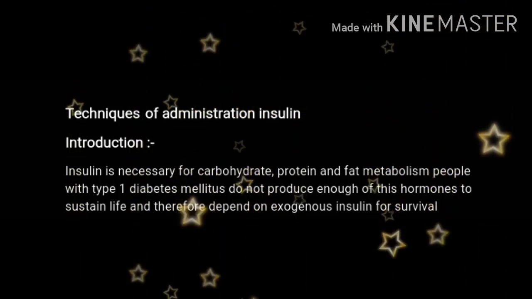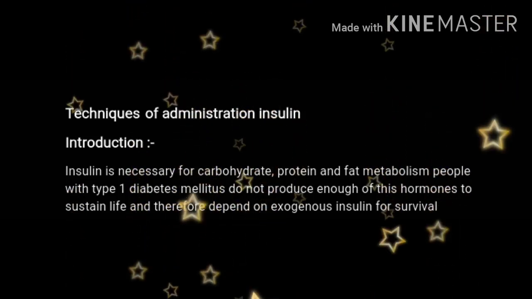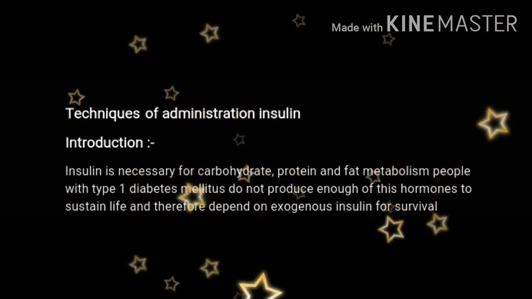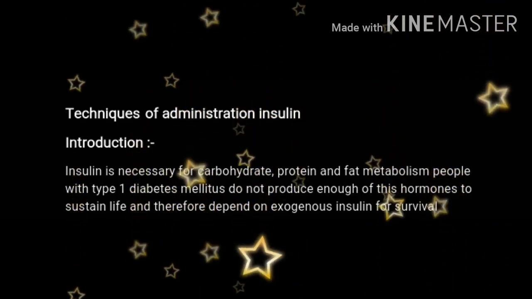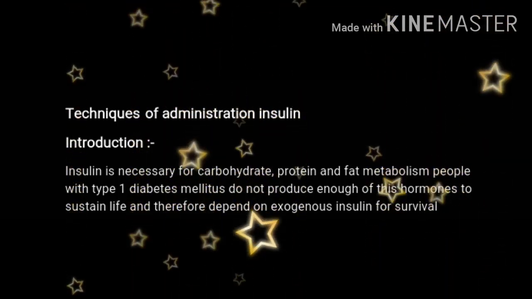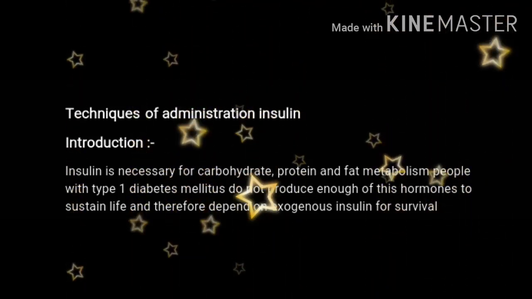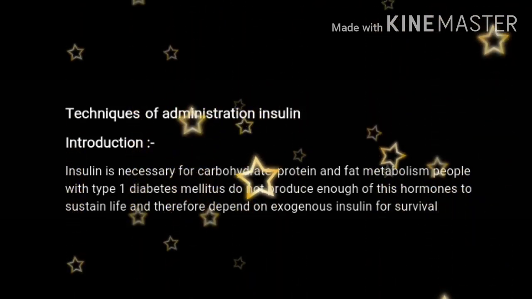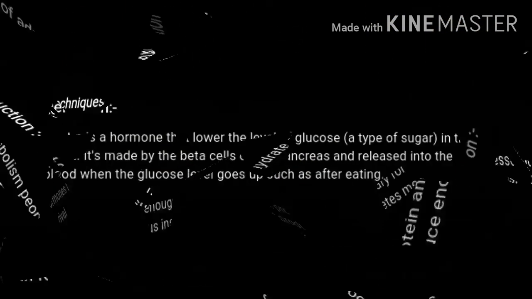First, introduction. Insulin is necessary for normal carbohydrate, protein and fat metabolism. People with type 1 diabetes mellitus do not produce enough of this hormone to sustain life and therefore depend on exogenous insulin for survival. In this introduction, the people who do not produce insulin hormone want exogenous insulin for their life survival.